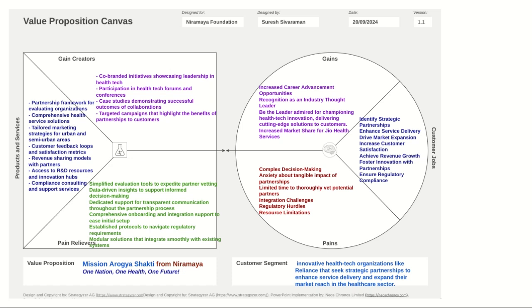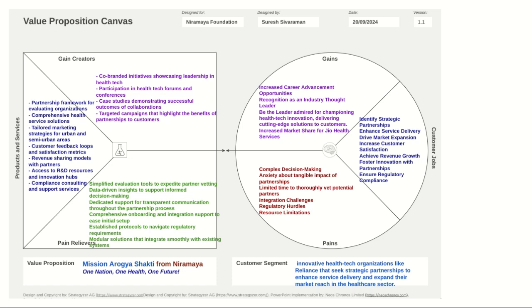And if you have something in your kitty as the offering, so those are the gain creators. For example, co-branded initiatives showcasing leadership in health tech. So if Niramaya can proactively think of how to give greater visibility to the successes that Gayatri and her team are going to acquire as part of this partnership, we are thinking on your behalf, but you don't go and explicitly say, hey, do this and you'll get a promotion. Not like that, but you are creating the fertile ground for those larger motivations also to get realized.